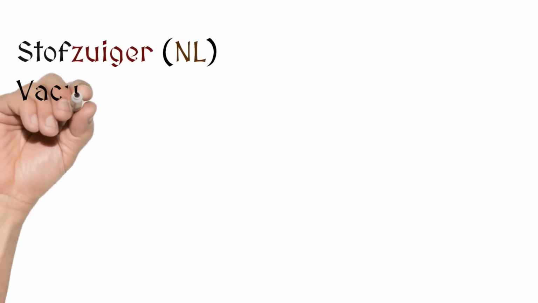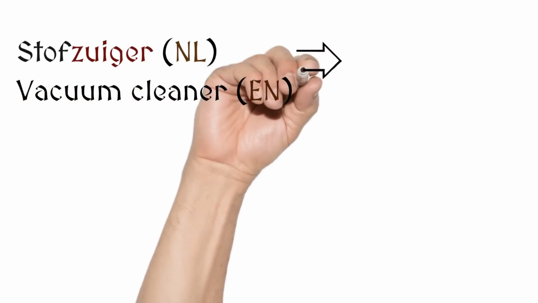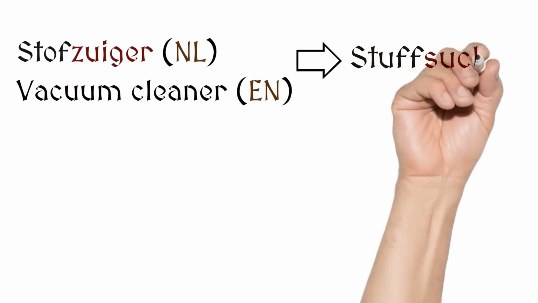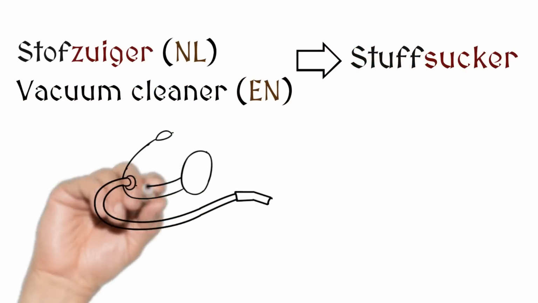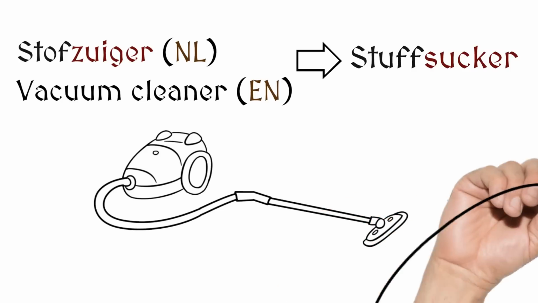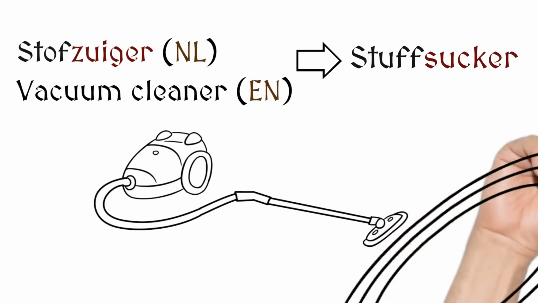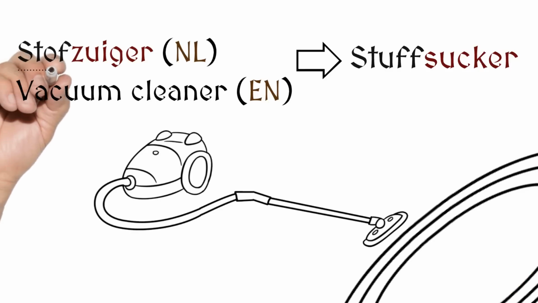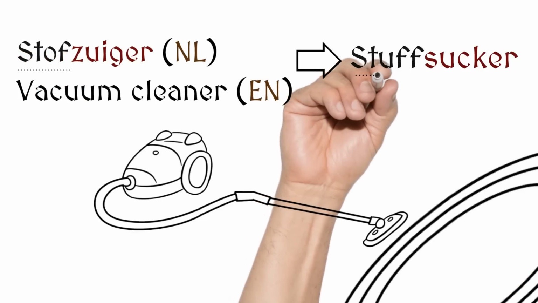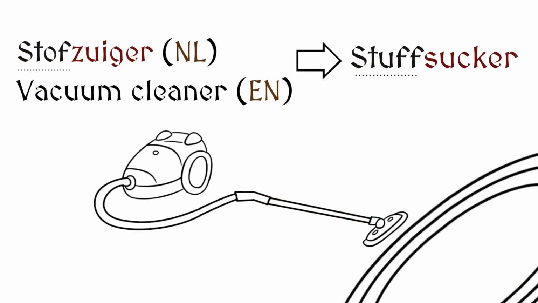Stofzuiger. It means vacuum cleaner. Literally, you can turn it into stuff sucker. Because that's what a vacuum cleaner really is, isn't it? A device for sucking stuff off the floor. Stof is cognate with the English stuff. It comes from Old French, but it's actually a loan word from Old High German with similar roots with stop or to stop something. For example, the verb verstoppen in Dutch.